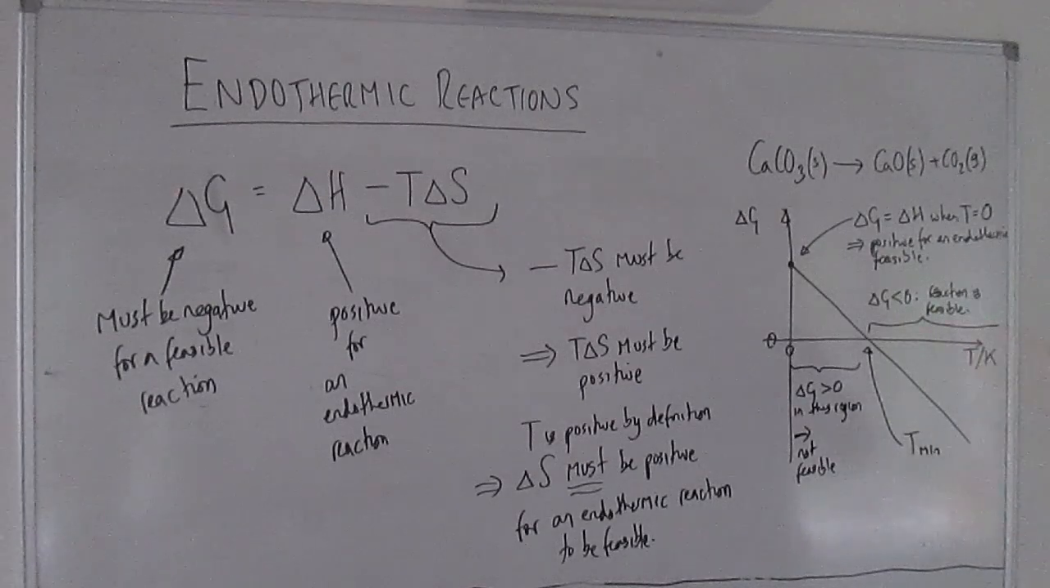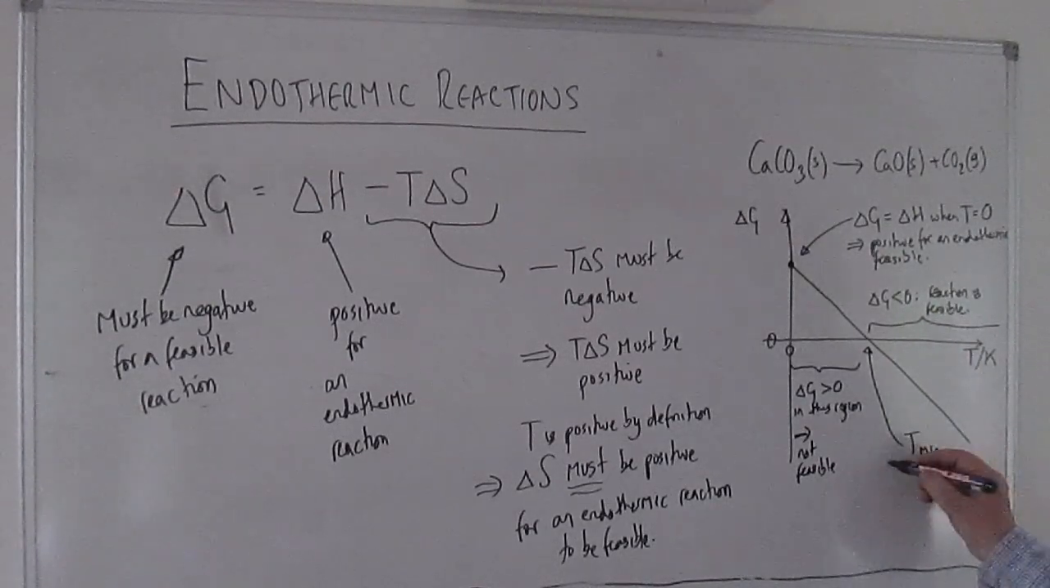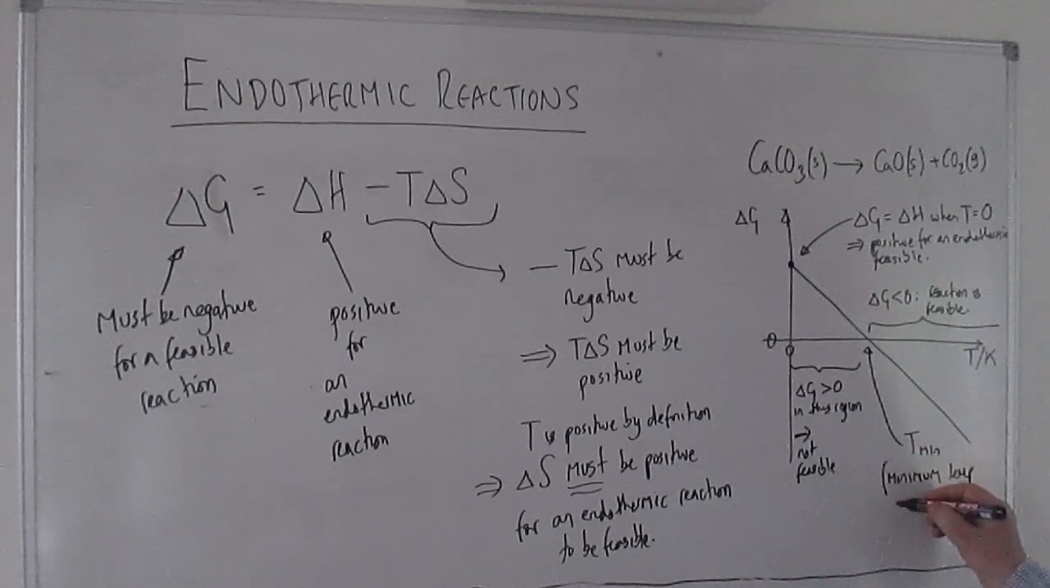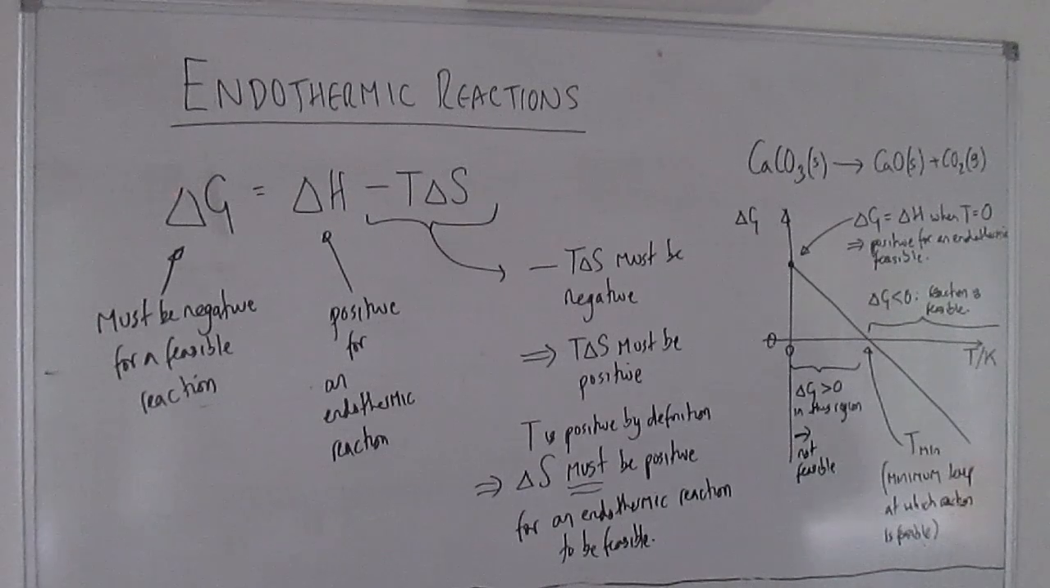the minimum temperature at which the reaction becomes feasible, the next stage is going to be to calculate it. So this is the minimum temperature at which reaction is feasible. So let's see now if we can do a bit more rearranging of our delta G definition and figure out how to deduce what T minimum is.